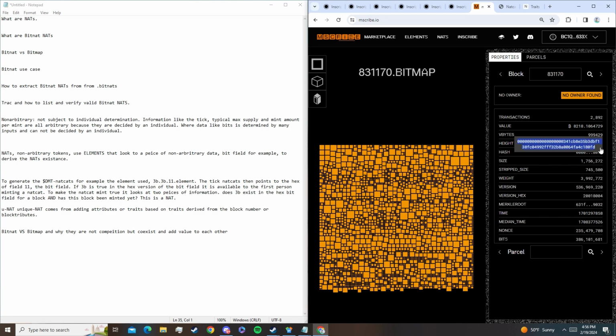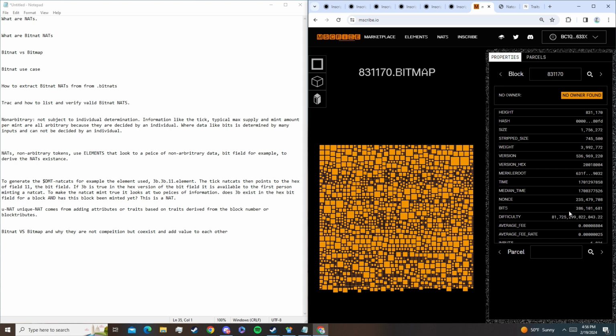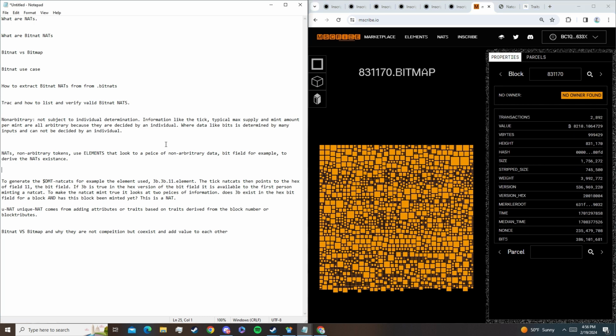This hash, for example, it's non-arbitrary because an individual didn't decide this. The Bitcoin network did. This bits right here, this number was decided by the Bitcoin network. This wasn't decided by an individual. And that's what makes it non-arbitrary, is that an individual didn't decide that. That's all that means. It's very simple. An individual didn't decide the data that we're using. So non-arbitrary token, right? A NAT is a non-arbitrary token.